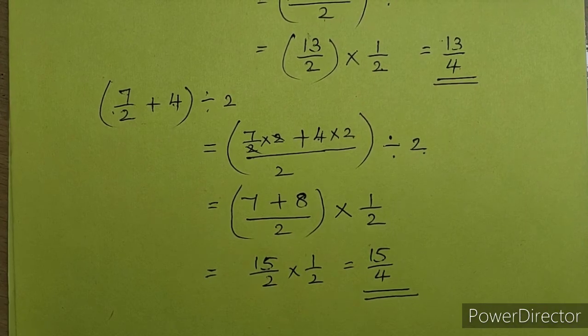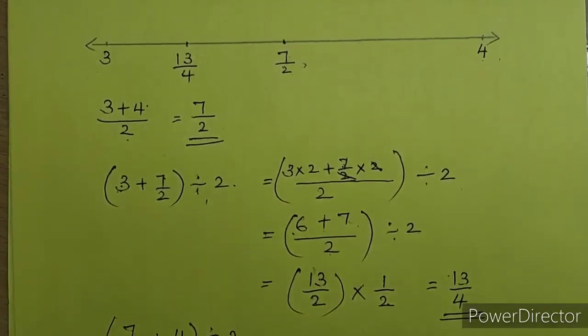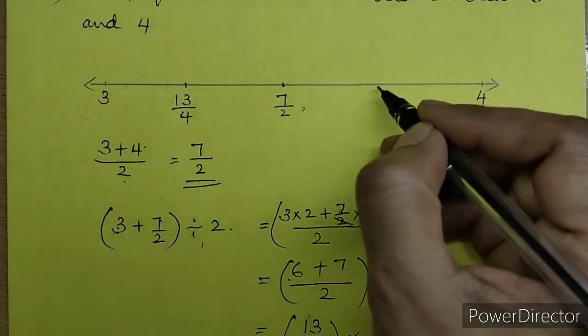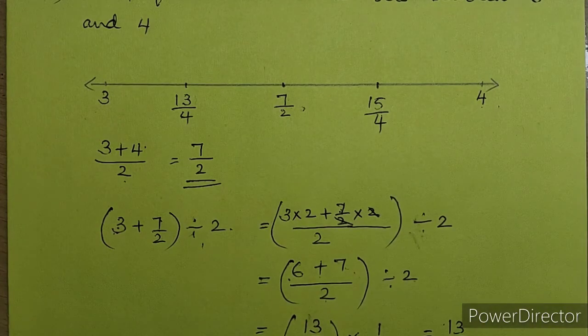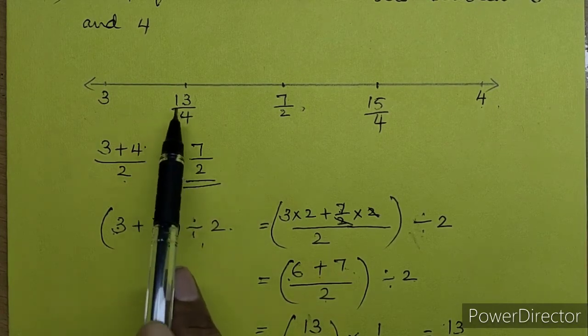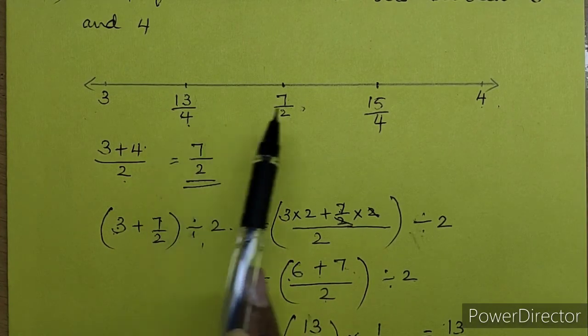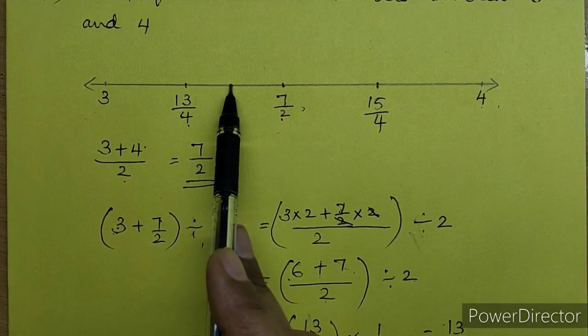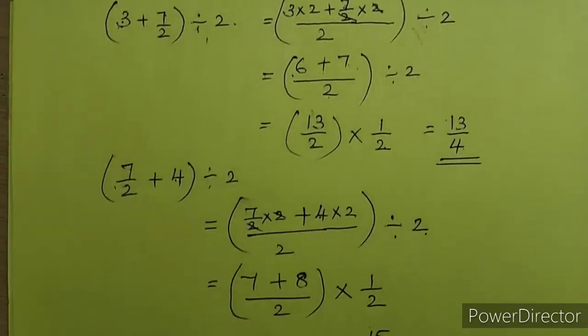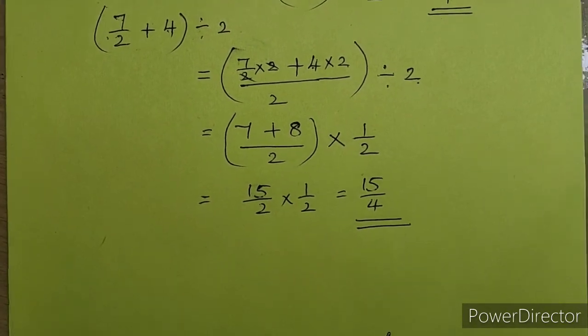So this is the next rational number. You can mark it in the number line, in between 7 by 2 and 4, as 15 by 4. So now you got three rational numbers in between 3 and 4. One more rational number you have to get, because in the question they have asked for 4 rational numbers between 3 and 4. We can take these two rational numbers, 13 by 4 and 7 by 2. In between these two rational numbers, we can find one more rational number. So here also you have to take the LCM. The LCM method you have to follow.